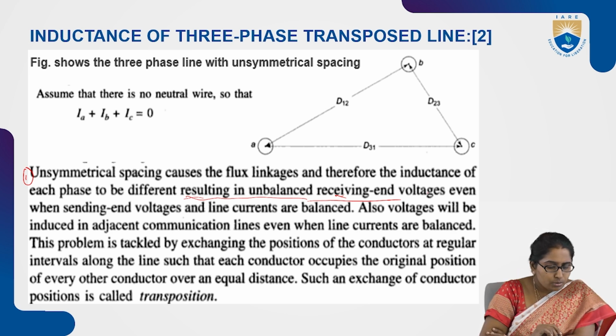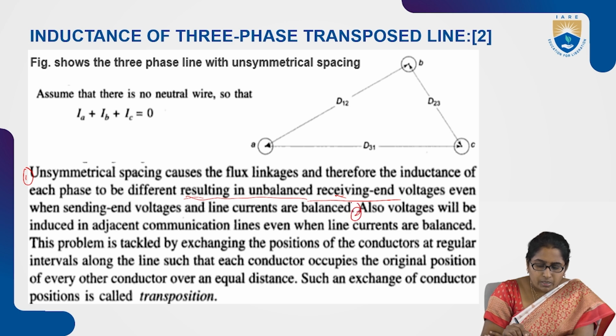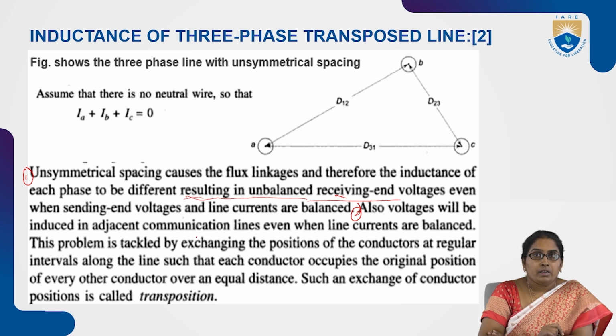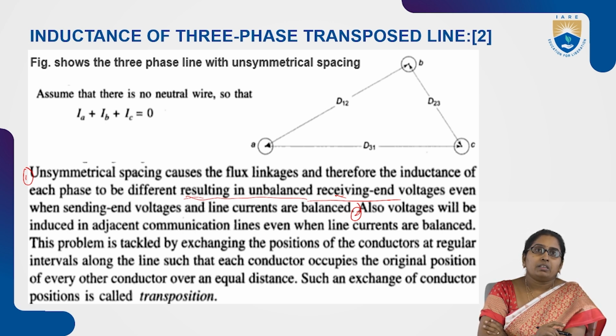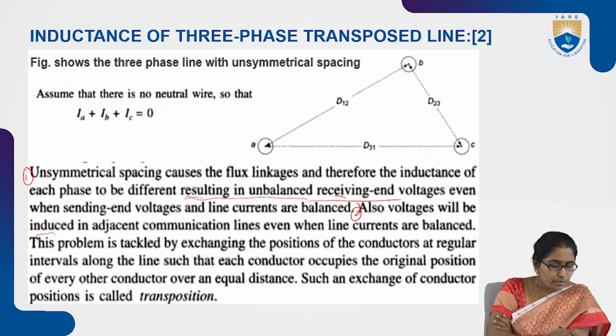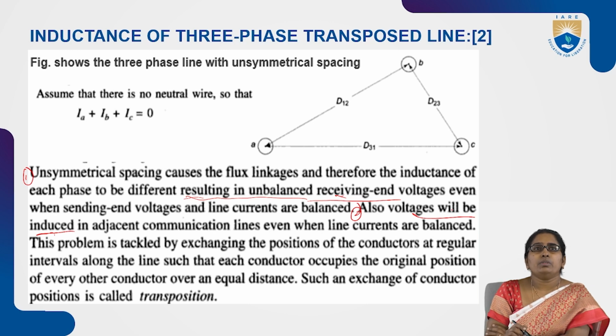Next, what is the second point? Voltages will also be induced in the adjacent communication lines. That is the second drawback. The transmission lines are carried on the transmission towers, and beside them communication lines are also passing. So the unequal inductances induce undesirable voltages in them. That is the second drawback.